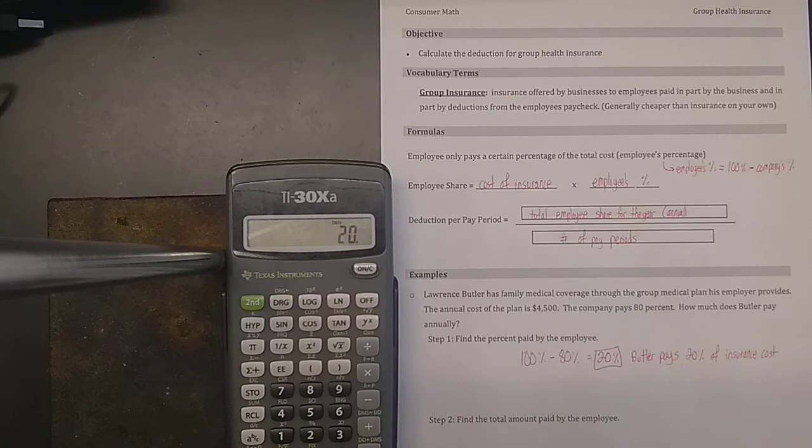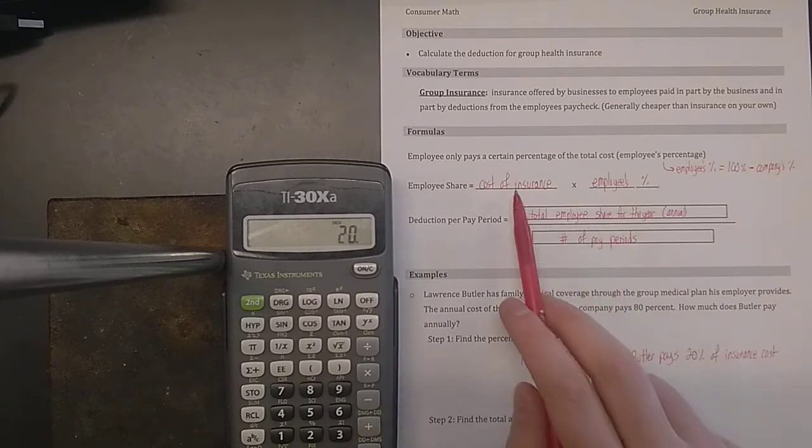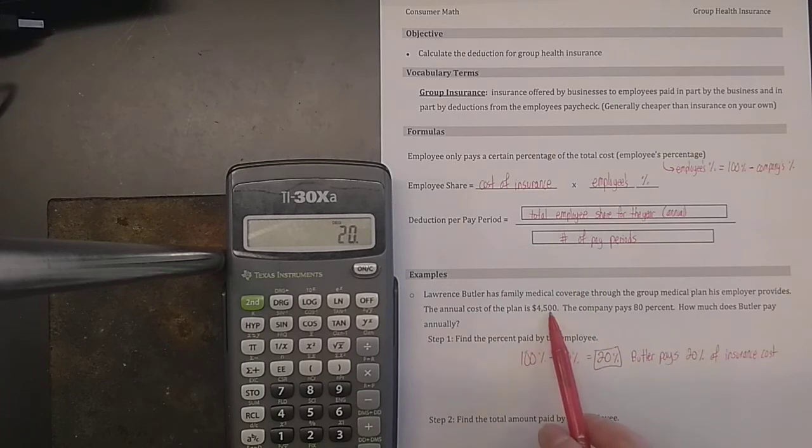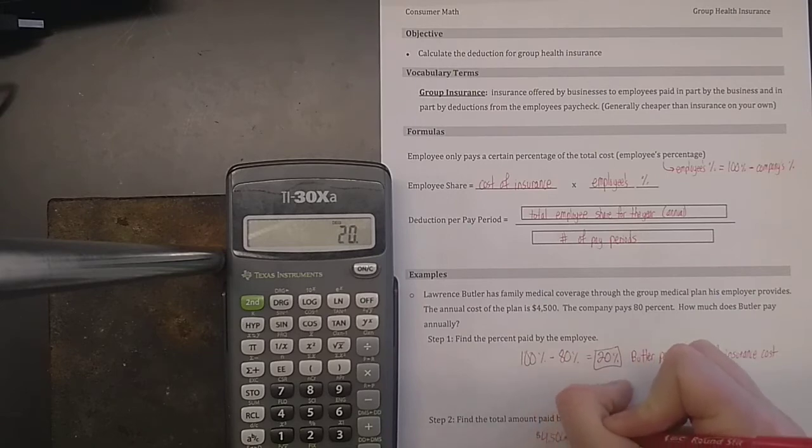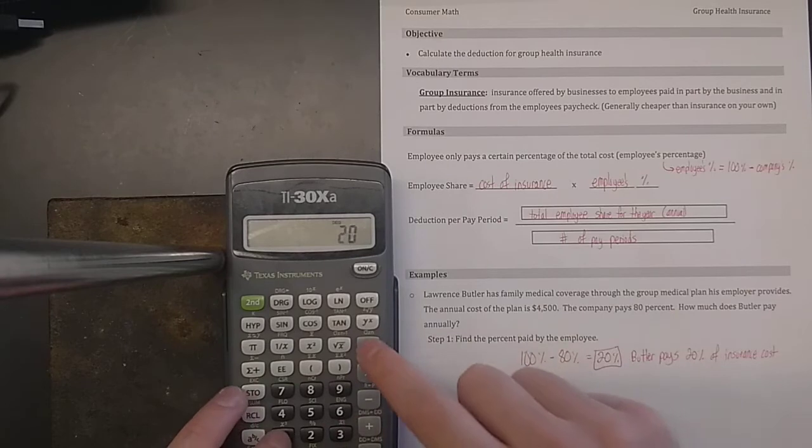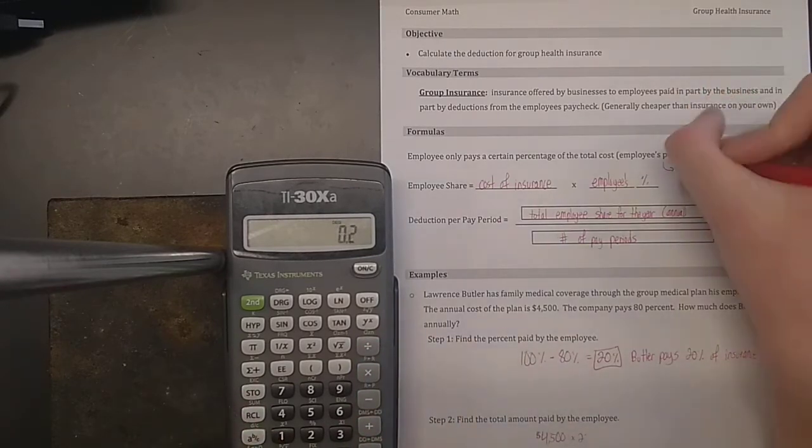Step 2, find the total amount paid by the employee. The cost of the insurance, $4,500, multiplied by the employee's percentage, 20%. And 20%, we should note, we have to change it to a decimal.